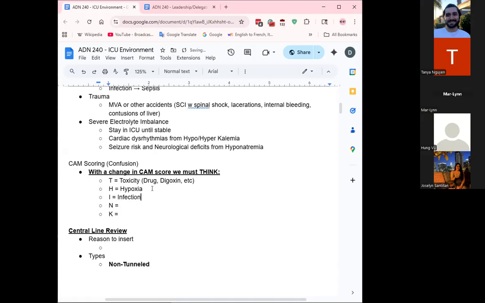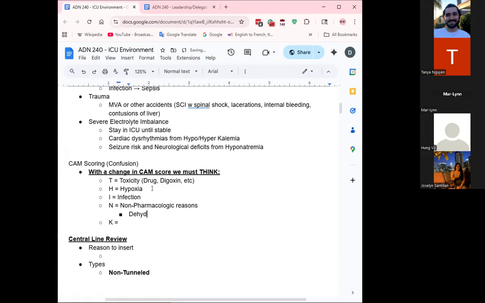So somebody with a UTI can become altered, especially when they're older. The N is kind of a little cop out just to make the acronym fit, but it's non-pharmacological reasons. So this would include things such as dehydration, low blood sugar. So when somebody has a potential risk of stroke, they're going to want to do a blood sugar to see if their altered state is actually being caused by low blood sugar. Could be because of a thyroid storm. The K would be K for potassium, but it's kind of related to other electrolytes as well.